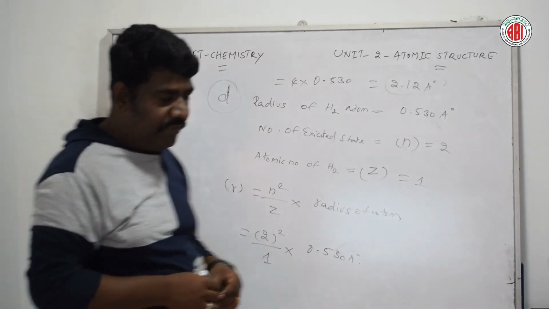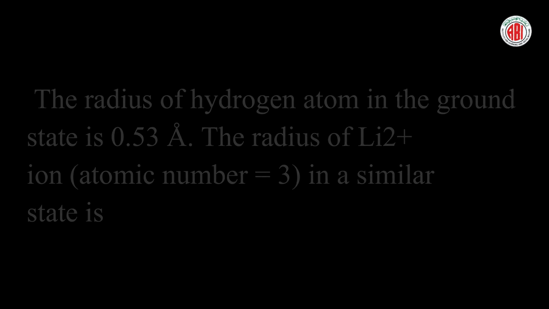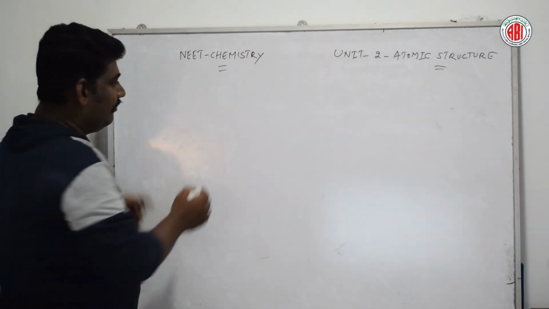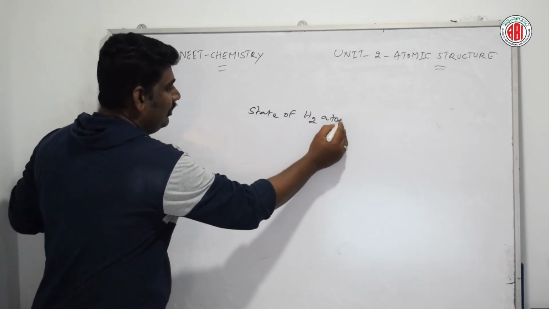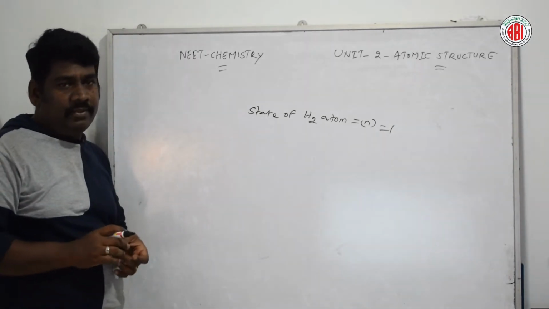Now let us go for the next question. Look at this question, guys. The radius of the hydrogen atom in the ground state is 0.53 Angstrom. The radius of the lithium 2 plus ion in a similar state is asked, with 4 different options given, and the atomic number of lithium 2 plus is given as 3. Let us see how to solve this problem. According to this question, the state of the hydrogen atom is n equal to 1.